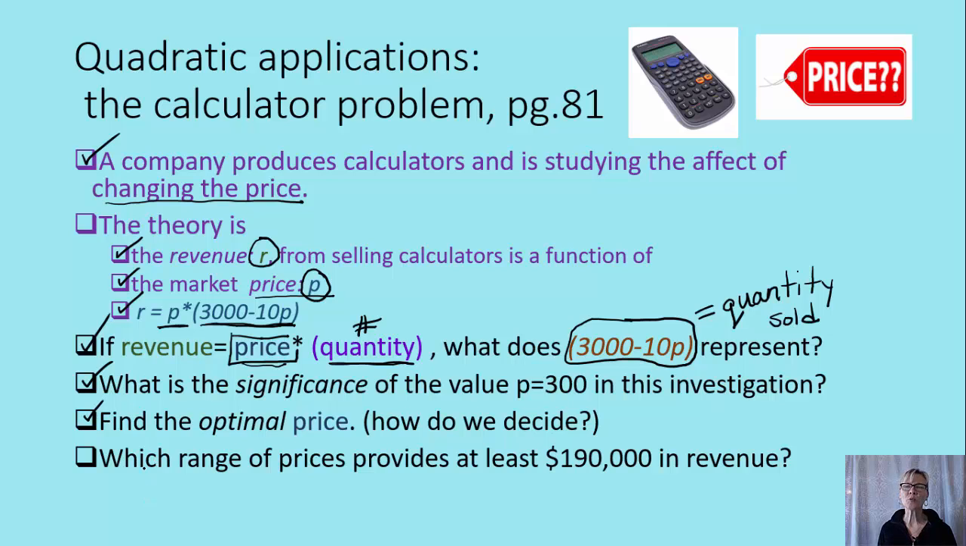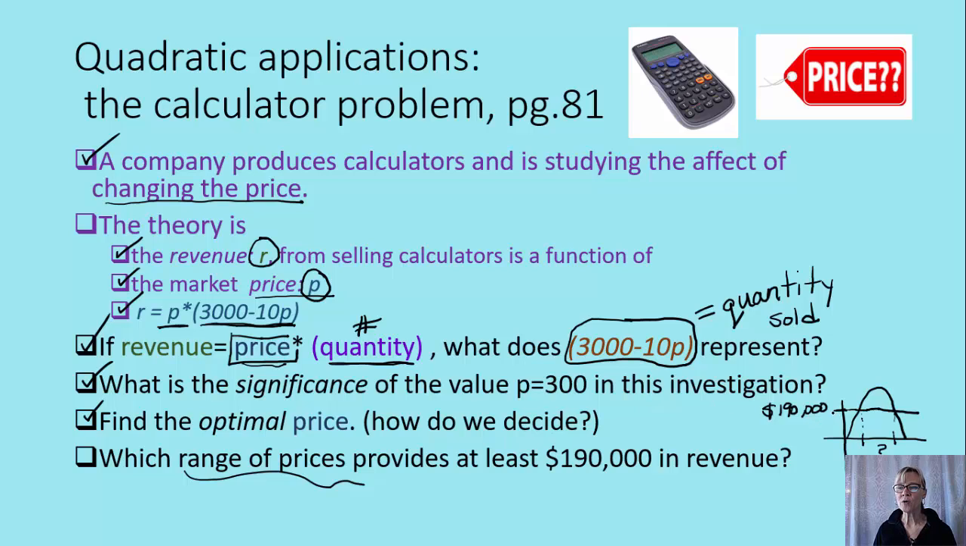And finally, which range of prices provides at least $190,000 in revenue? This is a new kind of a question that we haven't seen before. A range of prices means that as you look at the graph of this function, it's going to be some sort of parabola like this. We're looking at which range of prices would produce, if you go up here, some standard that we don't want to go below. So we've got an ideal revenue, which is $190,000.